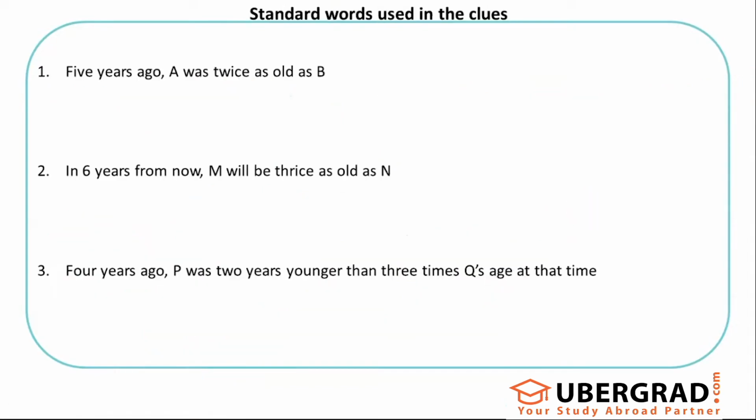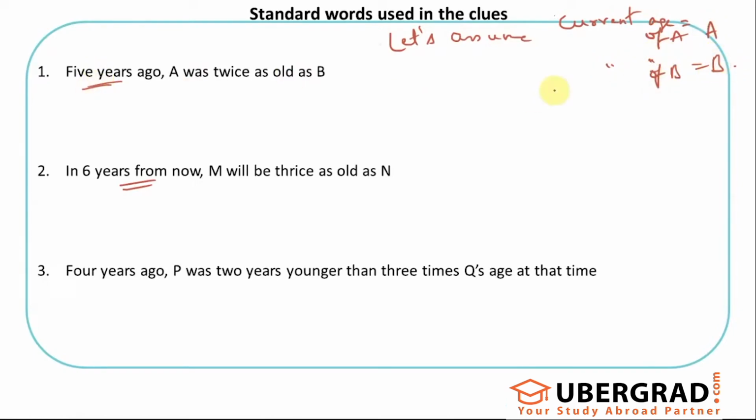So the standard words you use in the clues, this is another important point that keeps repeating in ages problems, are basically some years ago and some years into the future from now. So it is like this. 5 years ago, A was twice as old as B. If I assume a variable, let's assume current age, that is at this point of time, of A is A years and current age of B is B years.